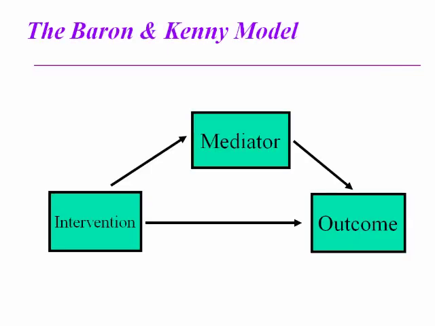So that's the Baron and Kenny model. I'm not going to talk about anything to do with statistics per se or algebra or anything. It's mainly going to be pictures and a few words. So that's the Baron and Kenny model. Intervention influences the mediator, which in turn influences the outcome, and there may be a direct effect of the intervention on the outcome. And what we're trying to do is evaluate the relative proportions of those pathways.